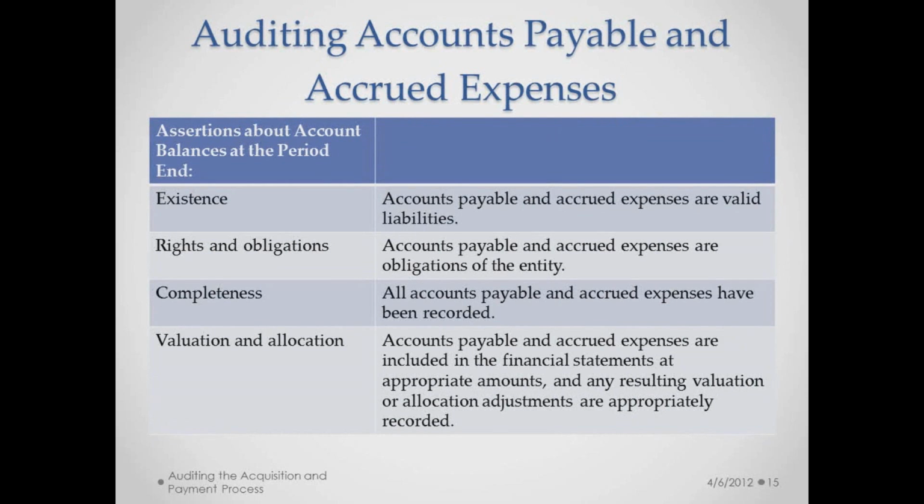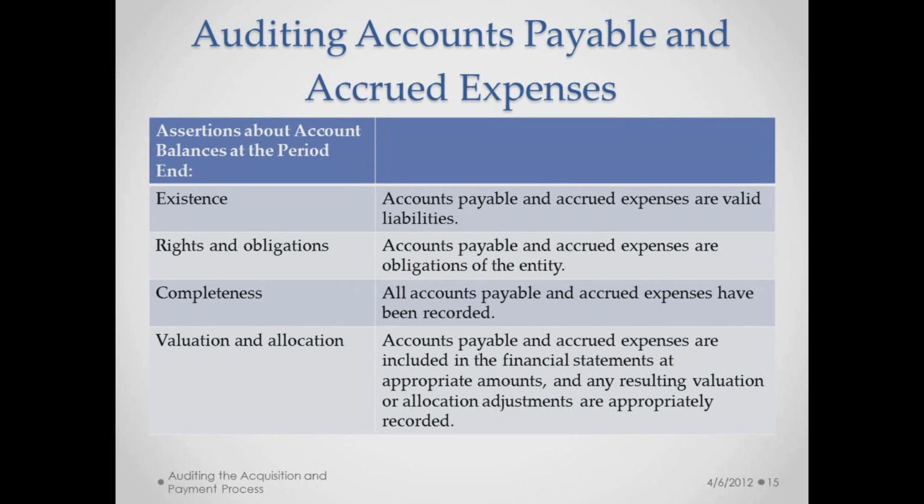You also have balance sheet accounts, in this case liability accounts. Particularly the bigger accounts are going to be accounts payable and accrued expenses. So the assertions regarding test of balances would be existence, rights and obligations, completeness, valuation, and allocation. So for example, existence, accounts payable and accrued expenses are valid liabilities. You don't normally see that they confirm accounts payable, but it can be confirmed. That is an audit procedure available to auditors to perform.